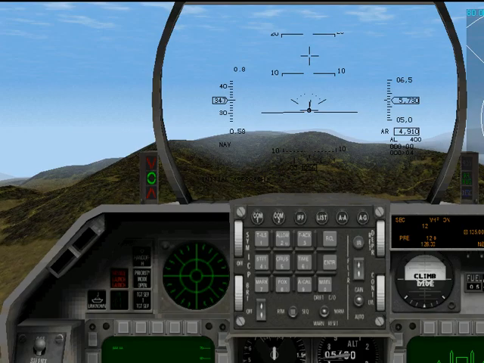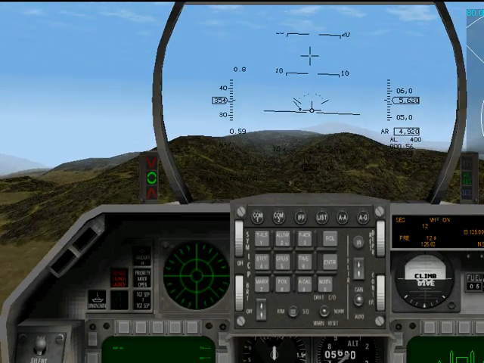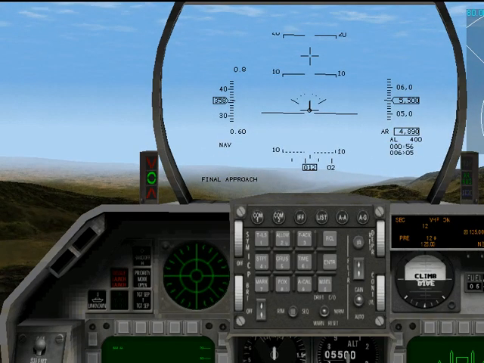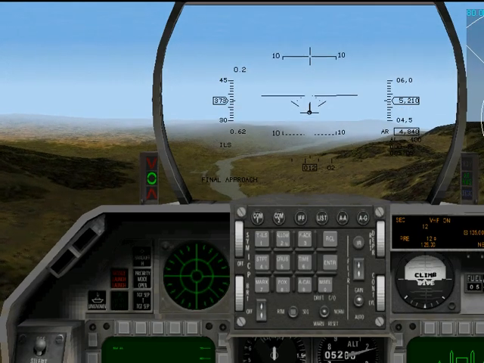If your plane is too far left, the line moves to the right of center. If you move too far to the right, the line moves to the left. The horizontal line is the glide slope indicator, which helps you approach the runway from the proper altitude.